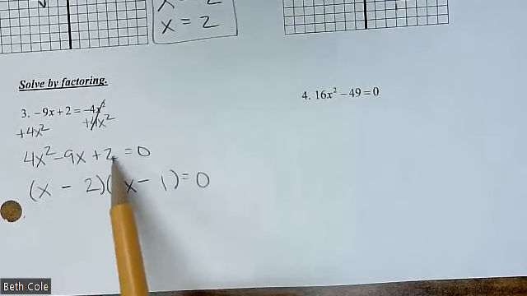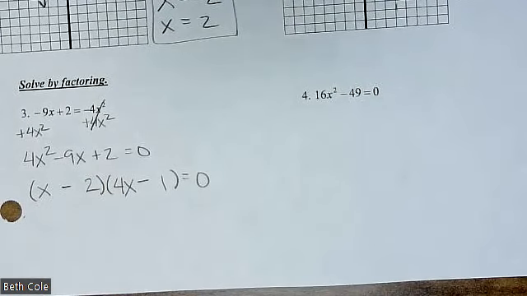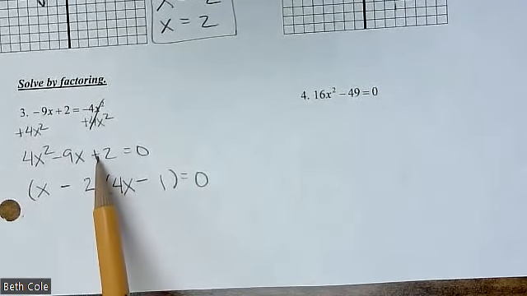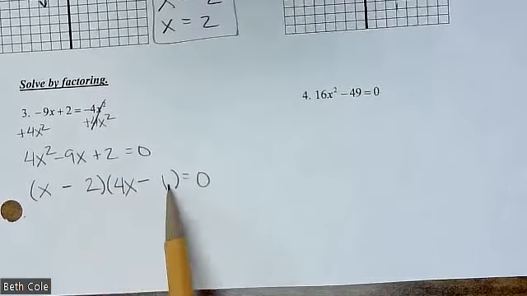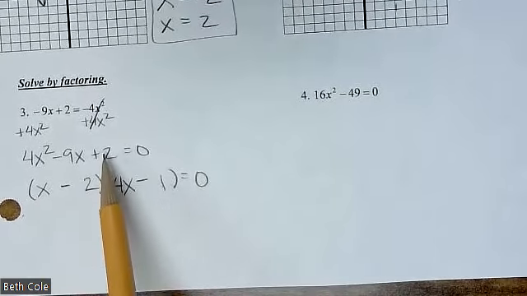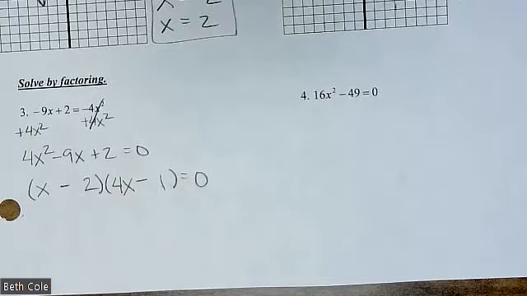Hey, but Miss Cole, it's a positive 2. Yeah, that's actually good. Why is this 2 positive? When you multiply these, a negative times a negative gives you a positive. So all the symbols worked out.